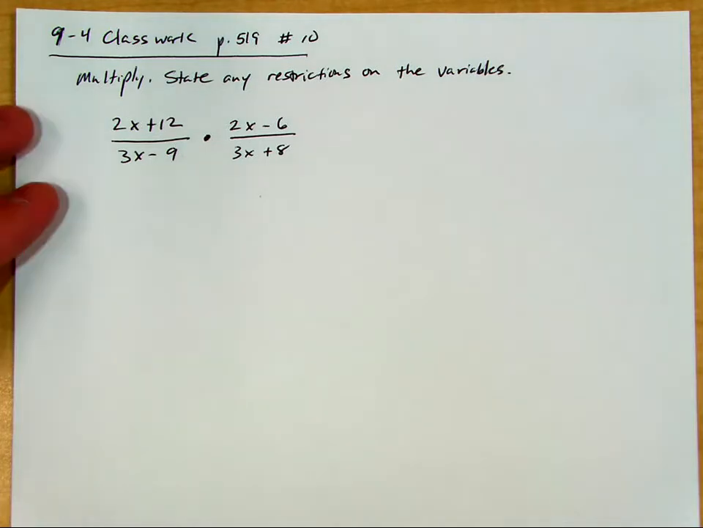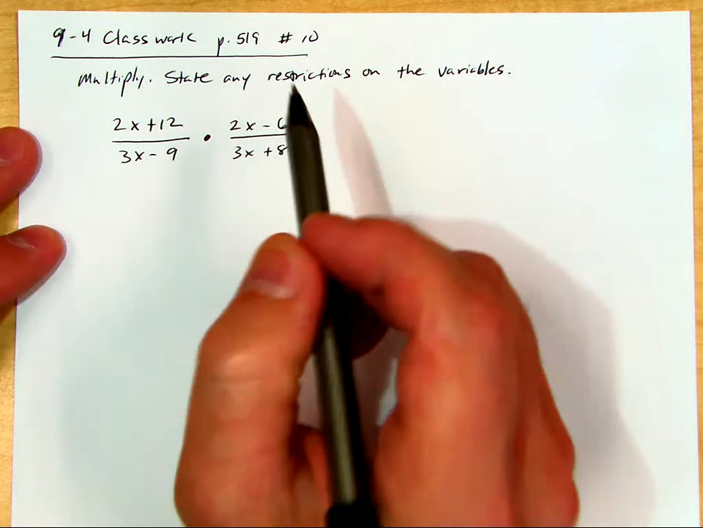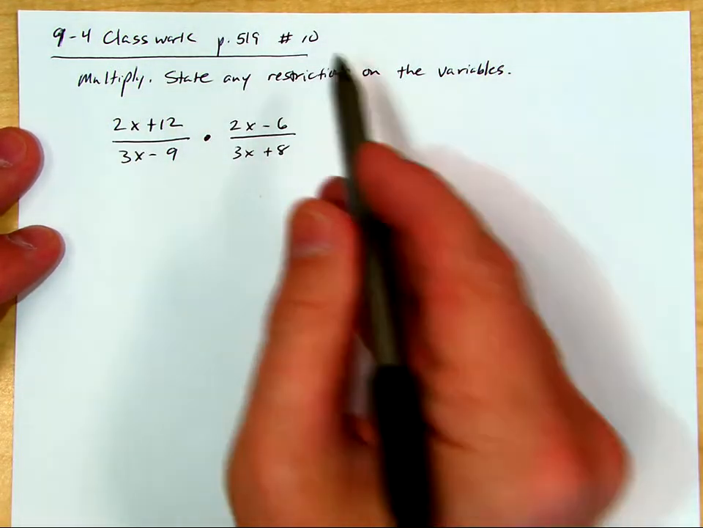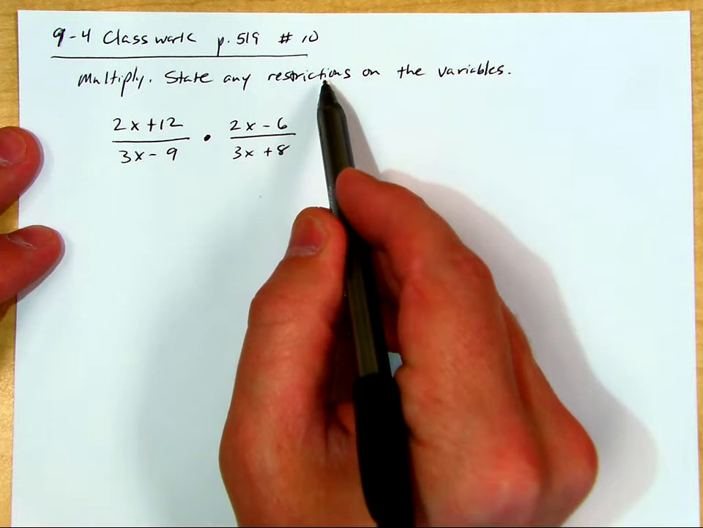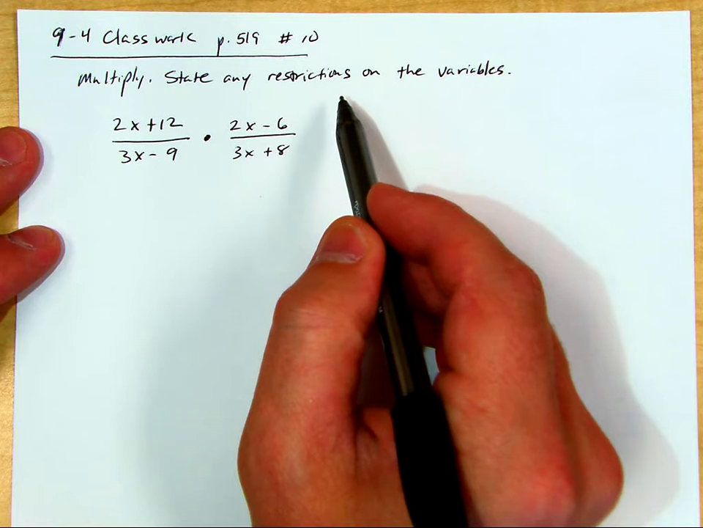Okay, here is the help video from the 9-4 classwork. It's on page 519. We're doing number 10. We have to multiply these expressions and state any restrictions on the variables. Restrictions on the variables are values that make the variable 0 in any denominator anywhere throughout the problem.